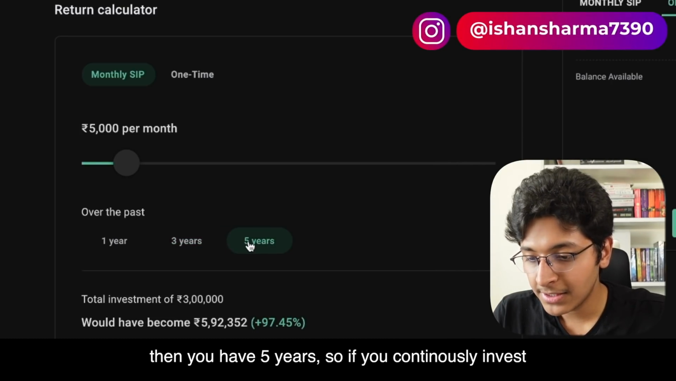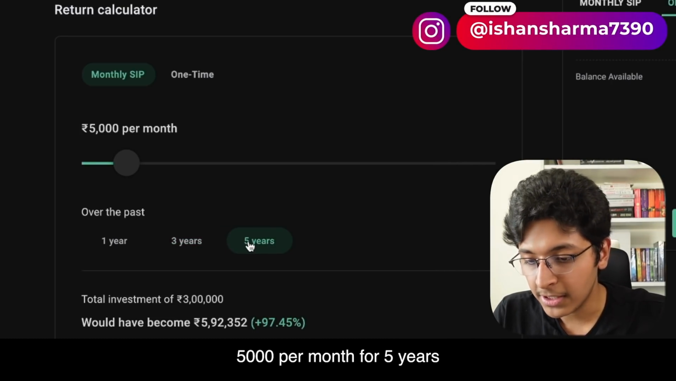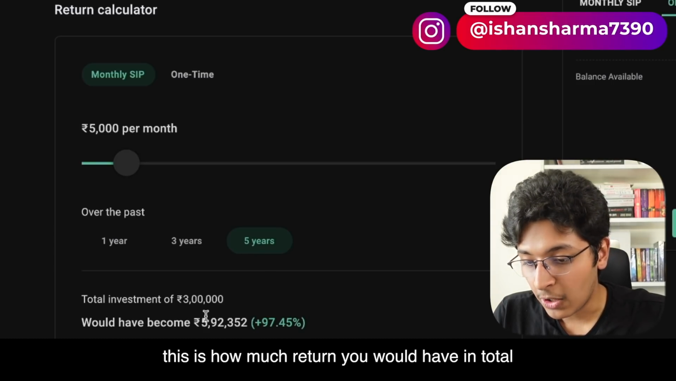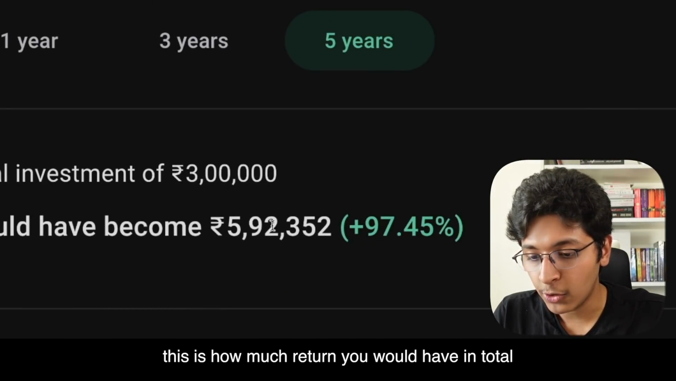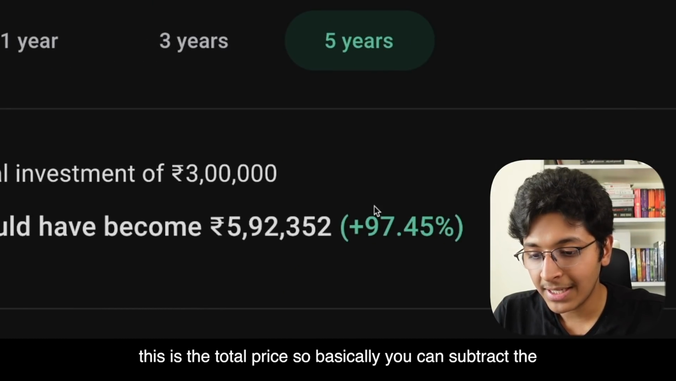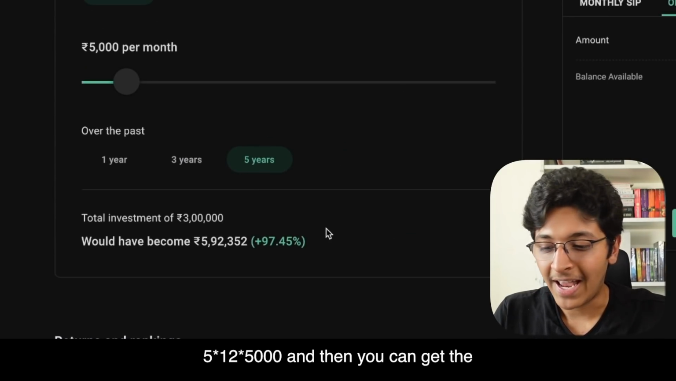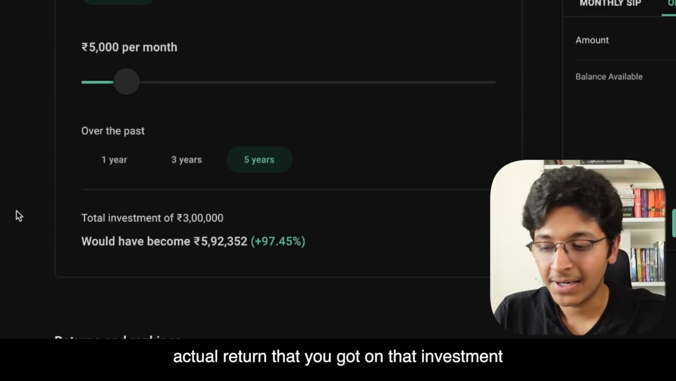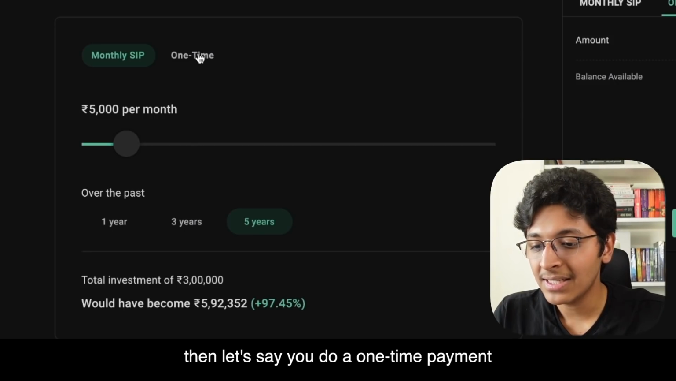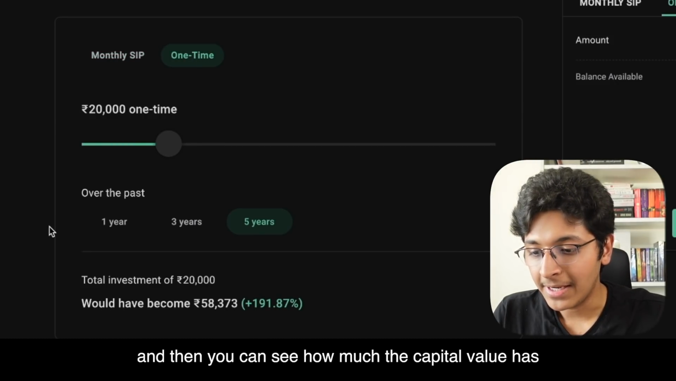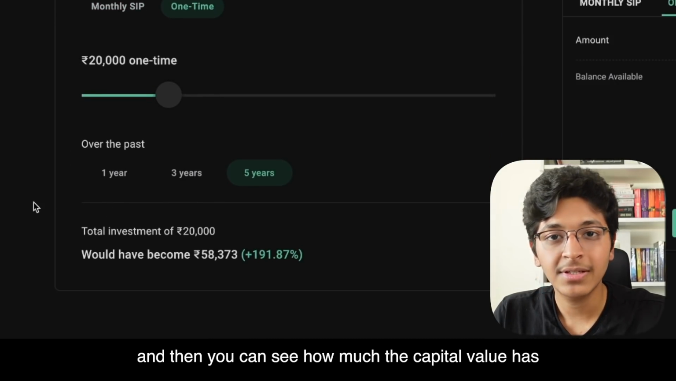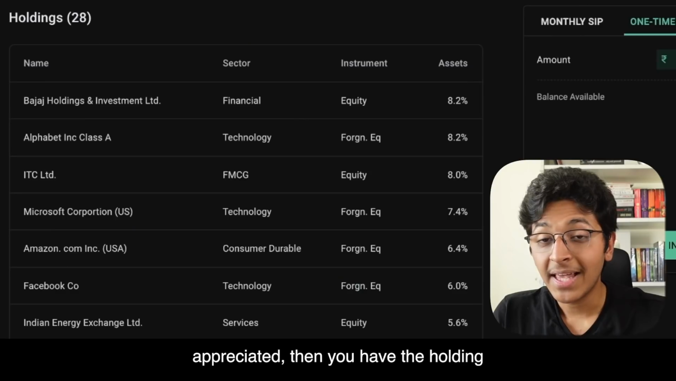Then you have 5 years. So if you continuously invest 5,000 per month for 5 years, this is how much you would have in total. This is the total value. So basically you can subtract 5 into 12 into 5,000, and then you can get the actual return that you got on that investment. Then let's say that you do a one-time payment, and then you can see how much the capital value has appreciated. Then you have the holdings.